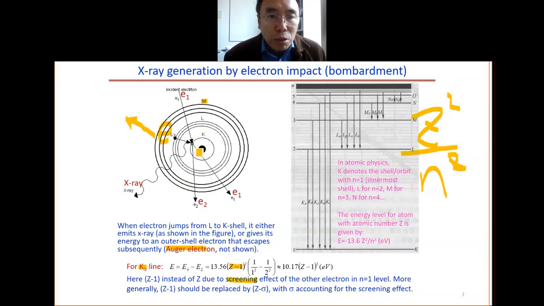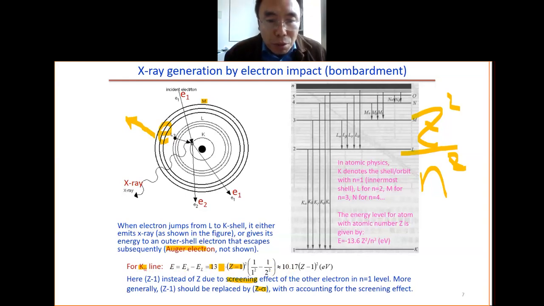So there are 2 electrons. We know for the K shell there are 2 electrons. So when one is kicked out, there is another one. So when this electron jumps to this K level, it will see the other electron. So the remaining electron will effectively screen or shield the charge on the nucleus. So that's why we have this Z minus 1. But normally, this one is replaced by Z minus sigma. Sigma is the screening effect of that remaining electron. So then this one is given as 10.2 (Z minus 1) squared. So this is the K alpha line for the rough estimation.